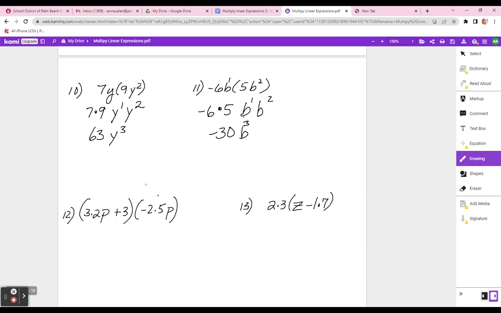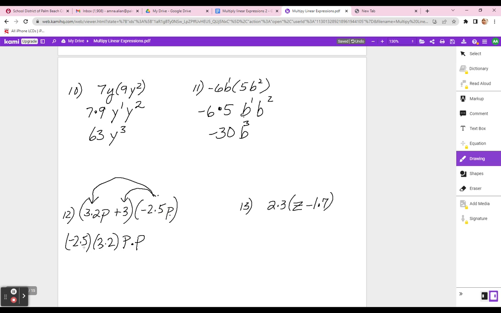All right, moving on to number 12. So all we have to do here is distribute -2.5p to 3.2p and distribute it to 3 here. Okay, so let's start with this one here. -2.5p times 3.2p. I'm going to write that down. So this is -2.5 times 3.2 times p times p, because we have a p here and p here. So I just rewrote it with the numbers next to each other.